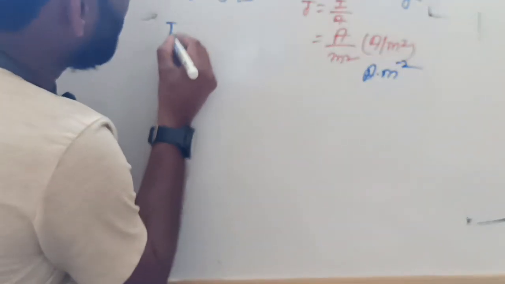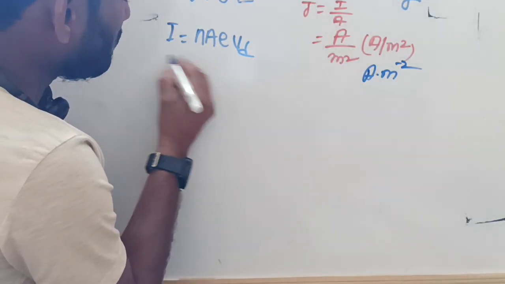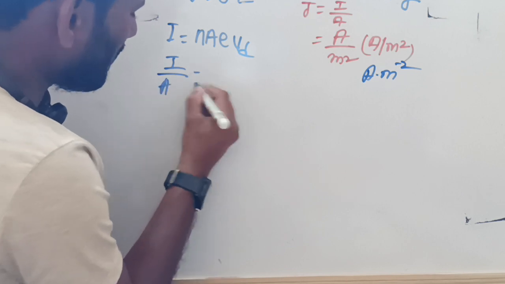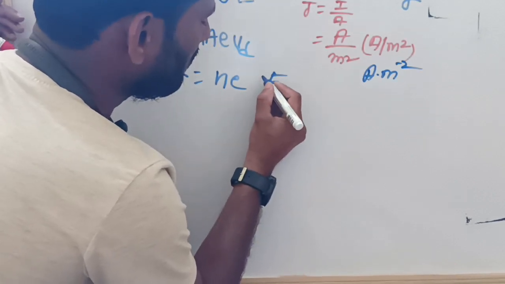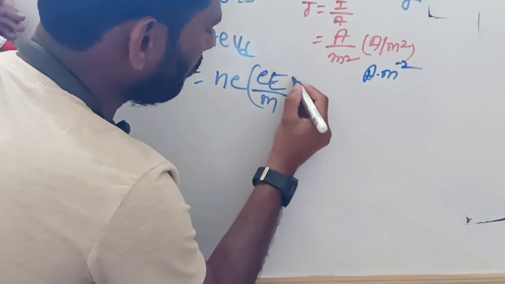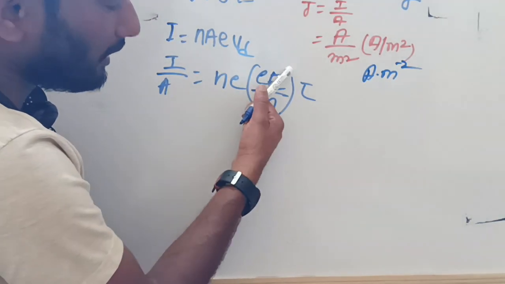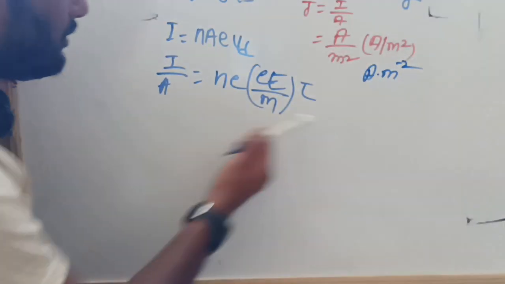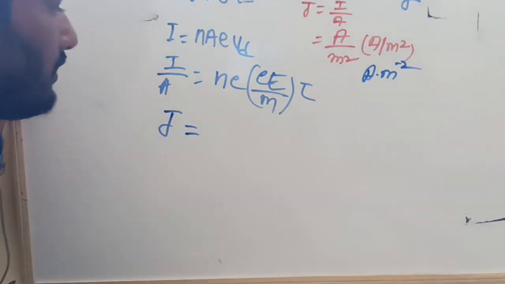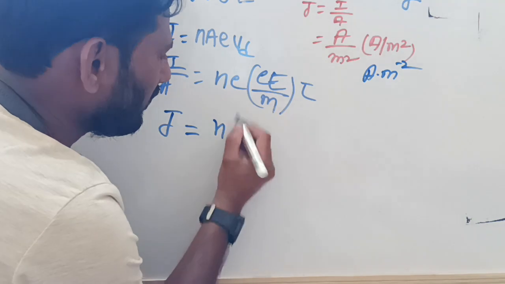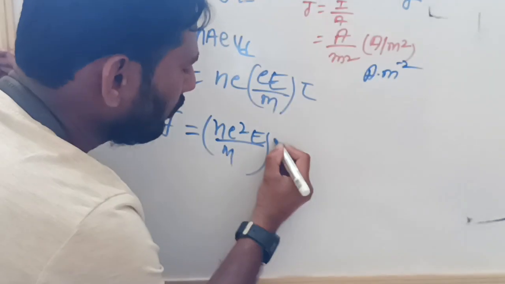You can start this derivation from the current in a conductor, I is equal to nAeVd. Next, you can take A to the LHS: I divided by A is equal to n e into the drift velocity, which is small e, capital E, divided by m into tau. Tau means relaxation time. Small e is the magnitude of charge of electron, capital E is electric field, m is mass of electron. Now we know that I divided by A is current density J, that is equal to n, small e into e square, into capital E divided by m into tau.